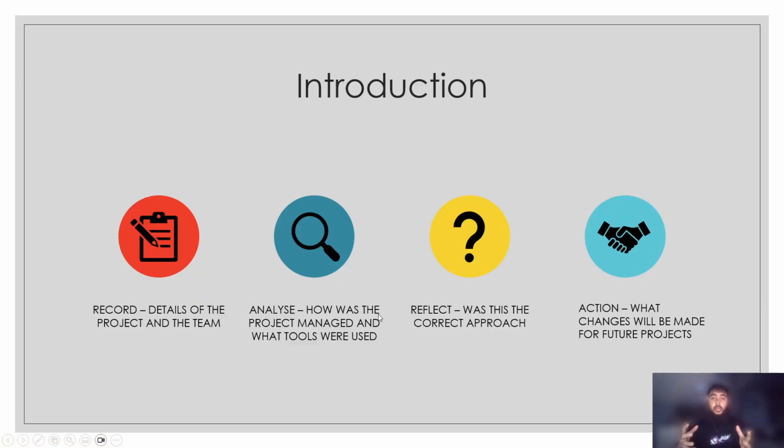To quickly go over what we'll be talking about today, the first section is record, which is the details of the project, why we're doing this, what we hope the outcome to be, and also the details of the team, so who was who, and their roles and responsibilities. Then moving on to analyze: how the project was managed, what strategies and procedures I implemented, what methodologies, and also what tools I used and why I used these.